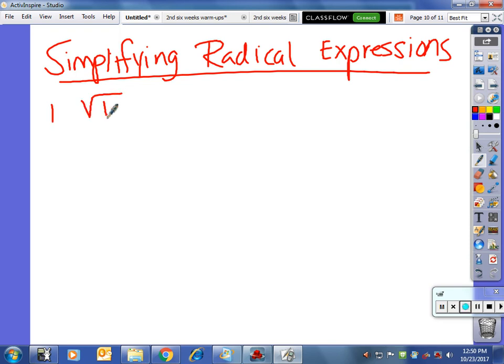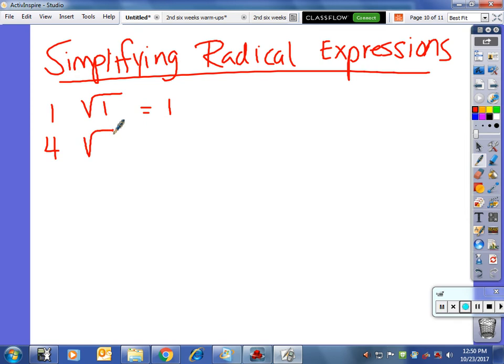Alright, the square root of 1. This is why 1 is a perfect square. You can take the square root of 1 and get a nice whole number answer. What's the square root of 1? 1. Because 1 times 1 is 1. Alright, the next perfect square is 4. 4 is a perfect square.